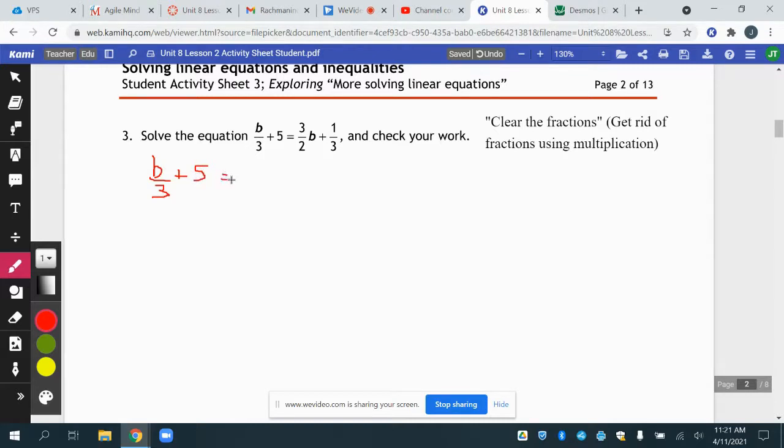and a 3/2 and a b and a 1/3. Okay, I know it's ugly. Hang in there.